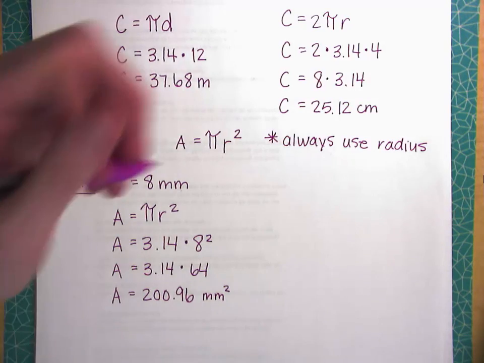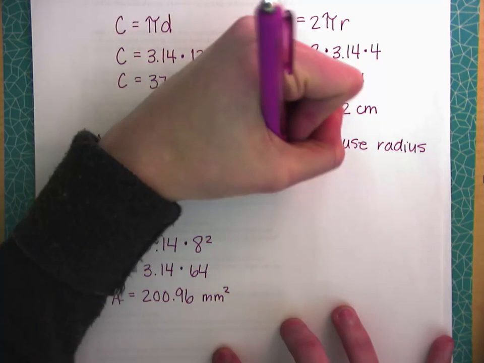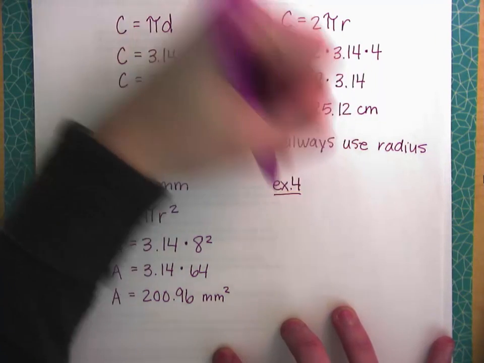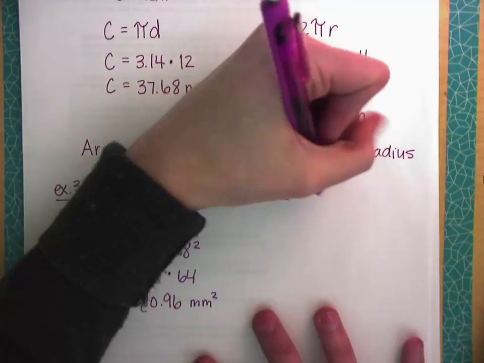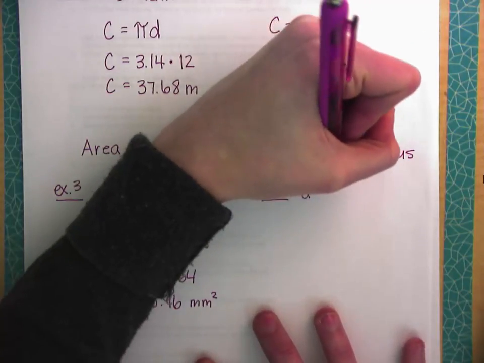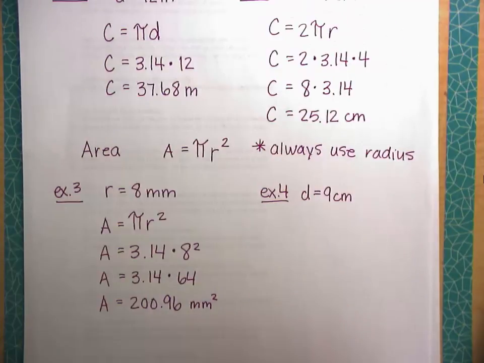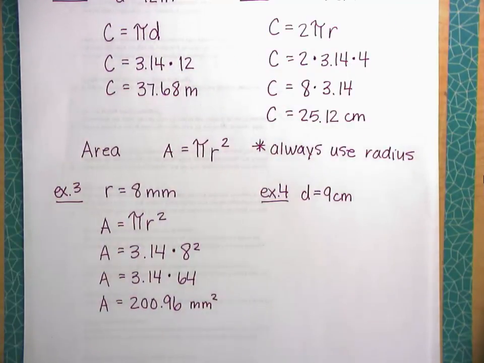All right, let's do one more example, and then we can move on if y'all are feeling good about it. Okay? So what if it gives me a diameter of 9 centimeters and I want to find the area? What do I need to do first? Summer? A equals pi R squared. Okay.